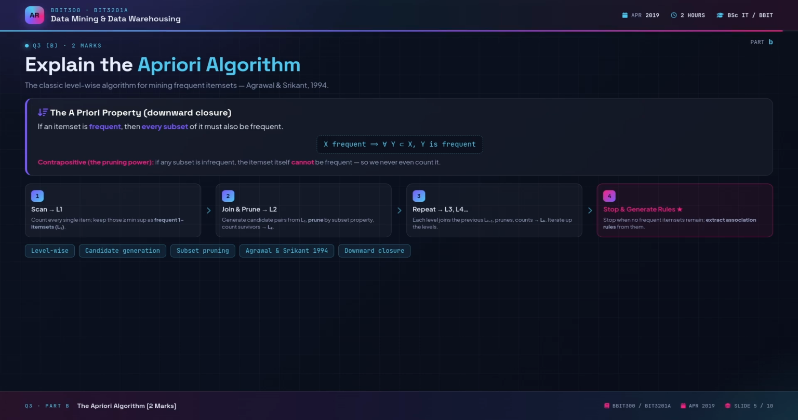Now the worked example, Part C, 6 marks. Here is the data. 4 transactions. Transaction 1 contains A, C, D. Transaction 2 contains B, C, E. Transaction 3 contains B, C, E, and Transaction 4 contains B and E. Minimum support is 2 transactions, so N equals 4 and we need an item set to appear in at least 2 of the 4. Let's run Apriori.